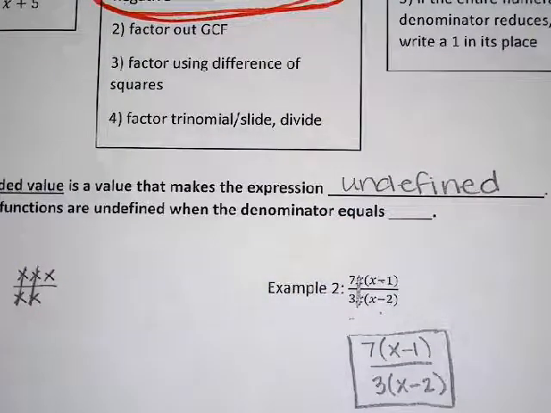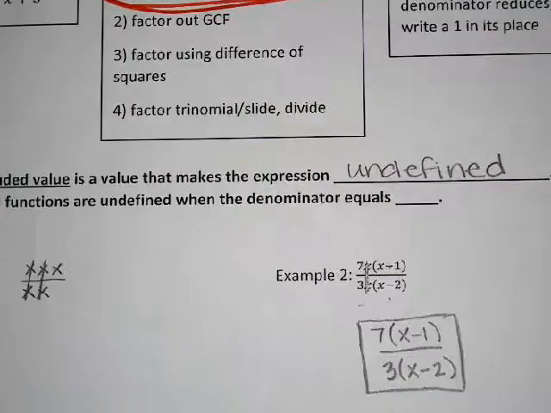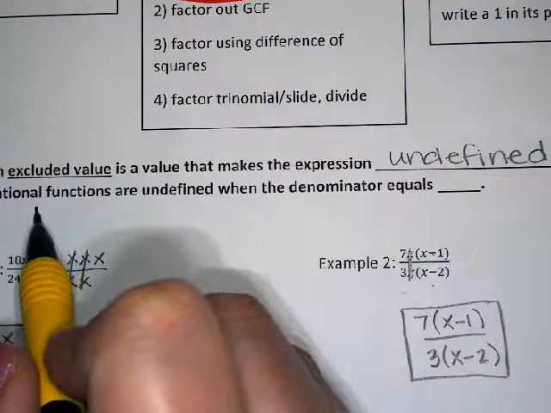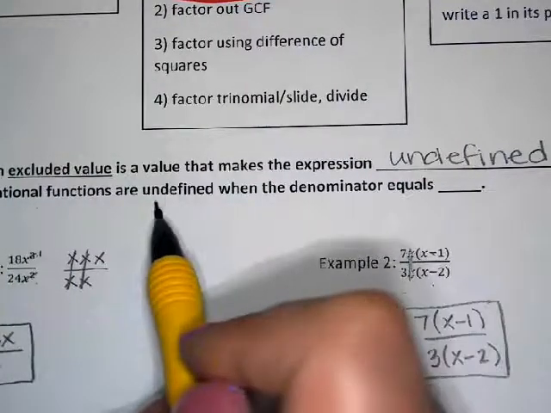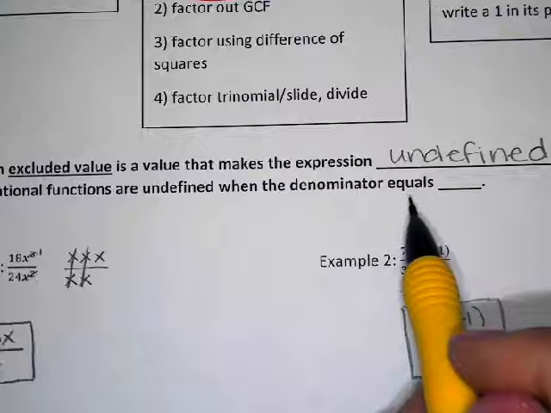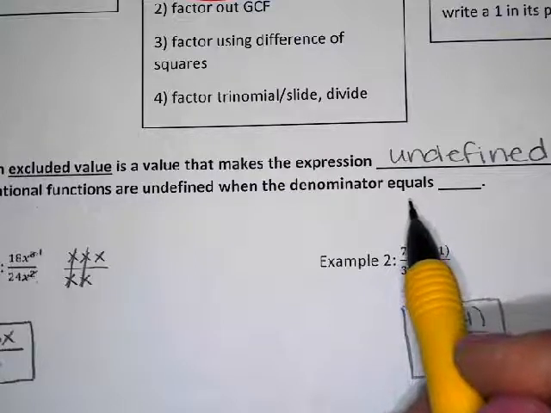Rational functions, so fractions, are undefined when the denominator is a specific number. What number can the denominator not be? 0. The denominator of a fraction cannot be 0. That's a problem.